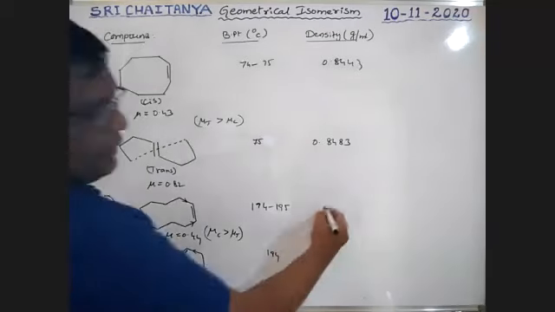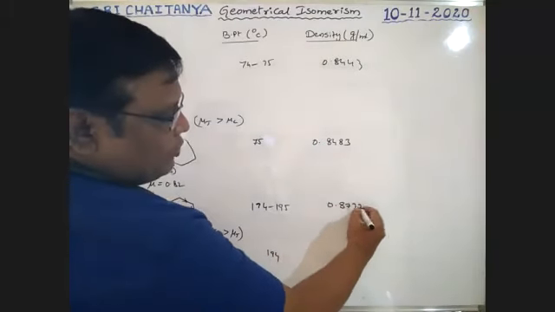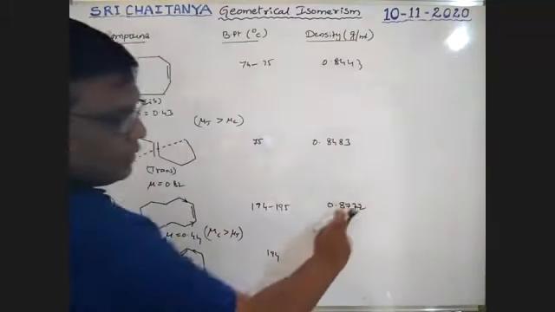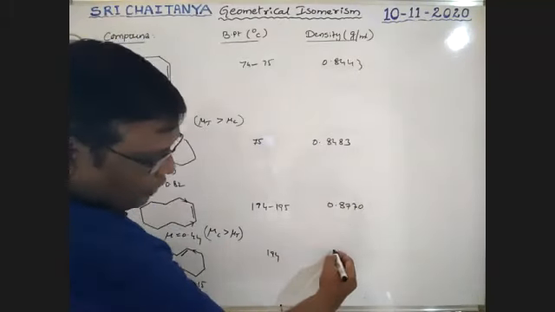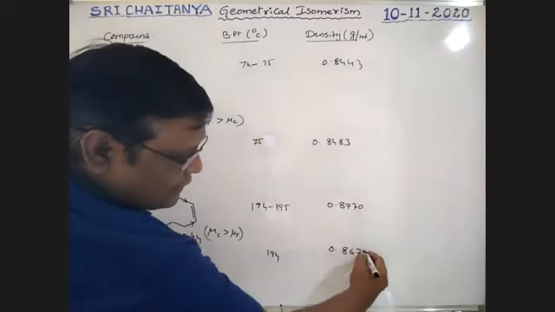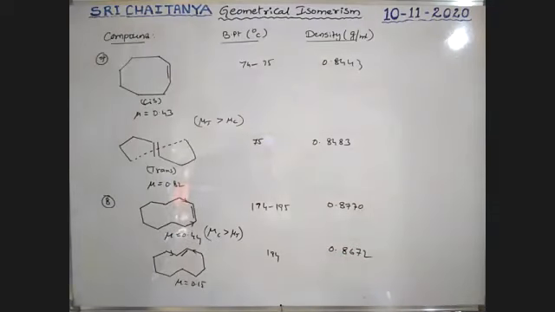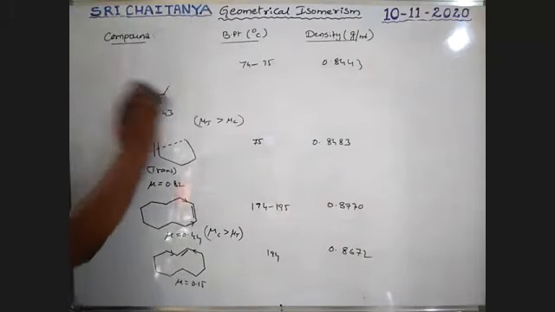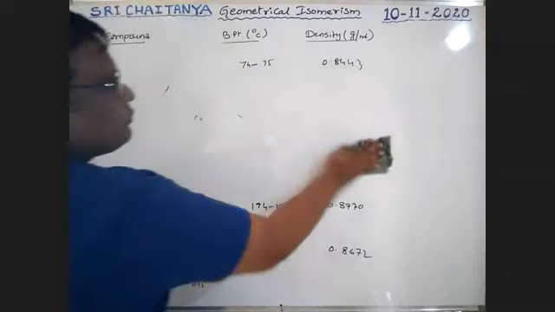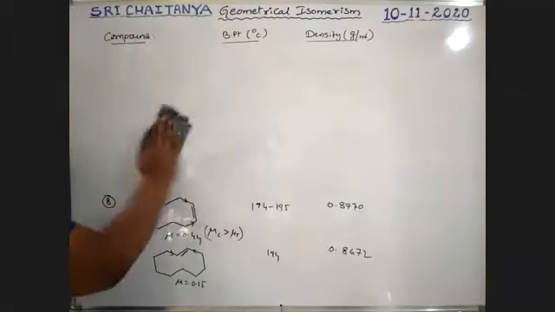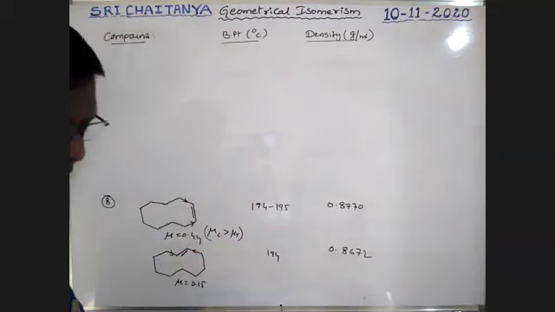Next, density: 0.8772. Sorry, 0.8670 as per your book. So it is 0.8672. That is trans greater than cis. So almost the same boiling points. Next, the ninth one, and the last one in this series.